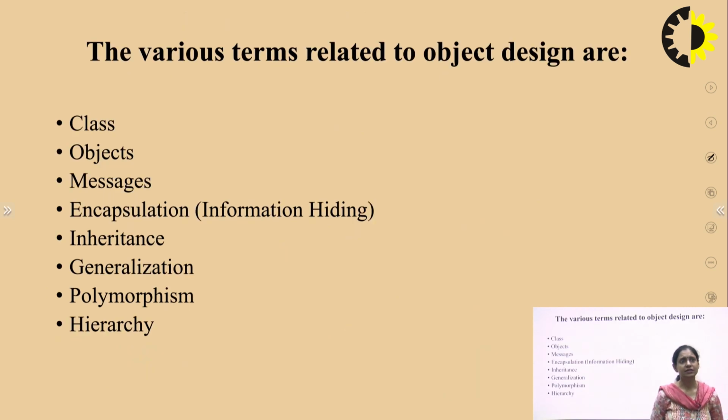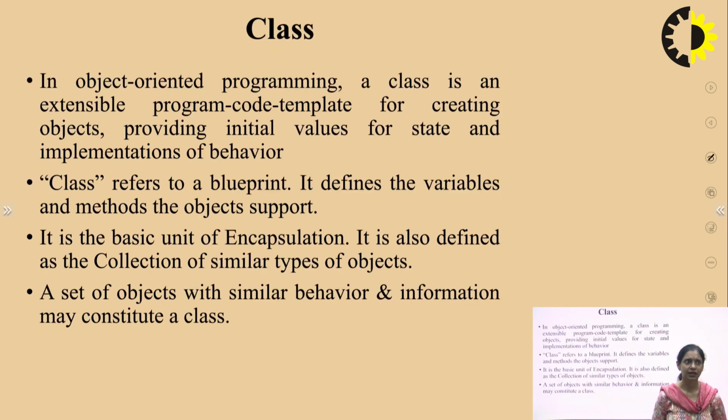So, there are various terms related to object design: classes, objects, message, encapsulation, that is information hiding, inheritance, generalization, polymorphism and hierarchy. So, let us discuss each one of these in brief, what they basically mean.